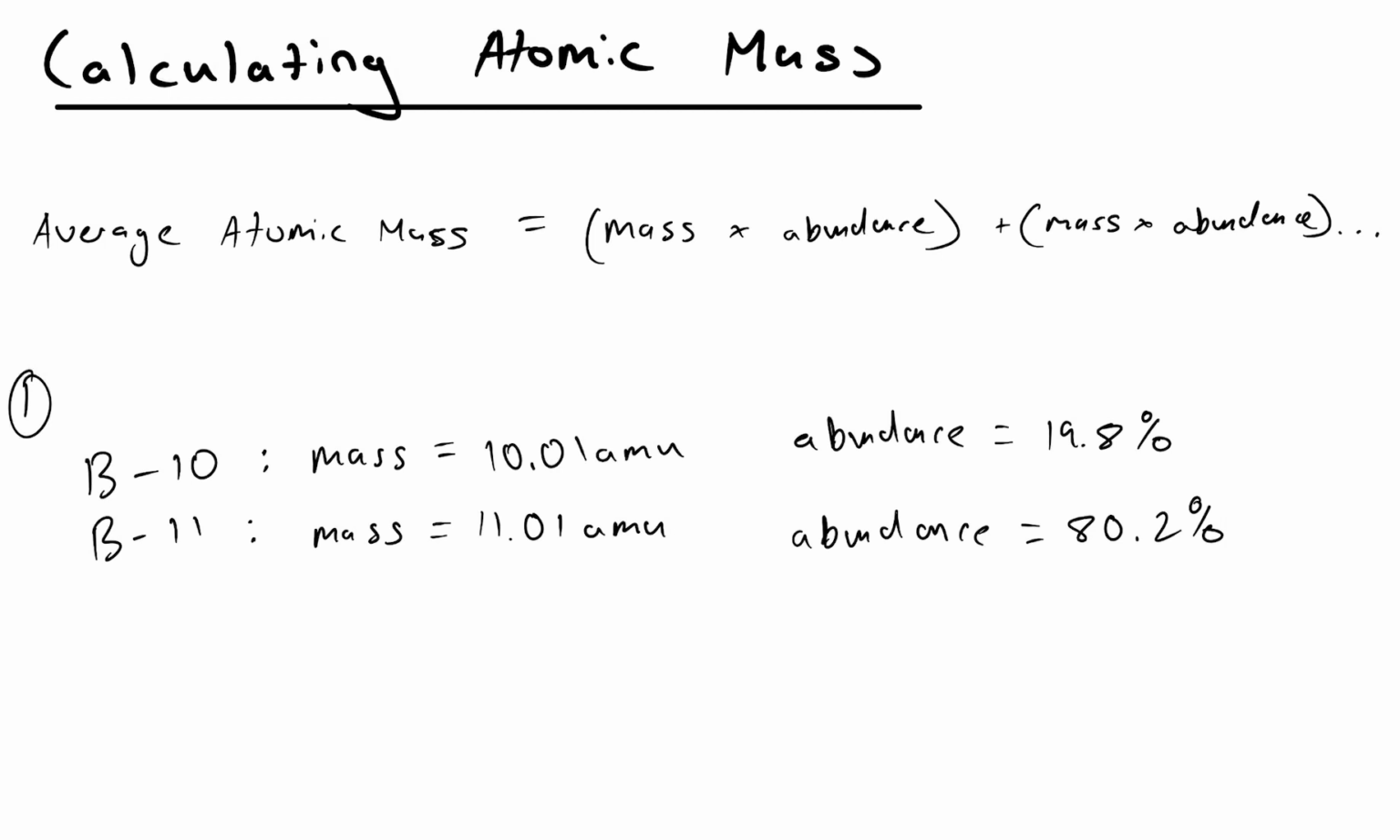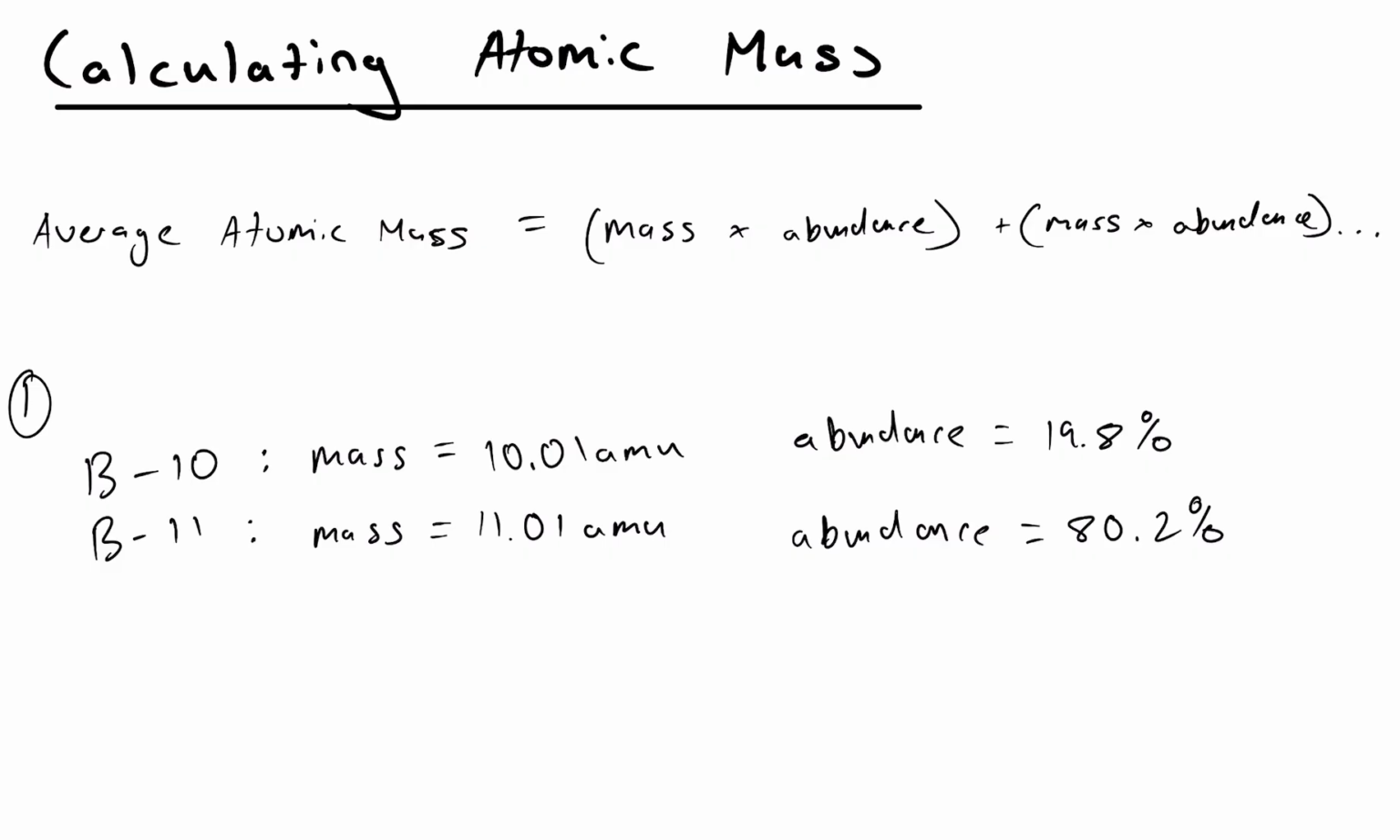Hey everyone, in today's video, I'll be showing you how to calculate the average atomic mass using isotopes and their percent abundance. First off, we need to understand that most elements exist as a mix of isotopes. This means that atoms of the same element will have different numbers of neutrons. And since each isotope has a different mass, the average atomic mass is a weighted average based on how common each isotope is.